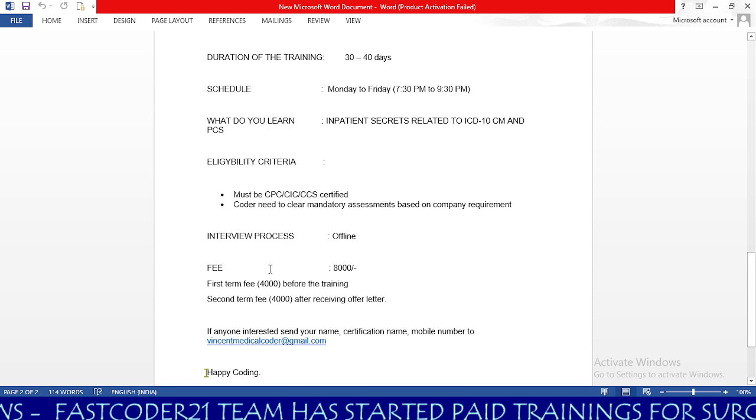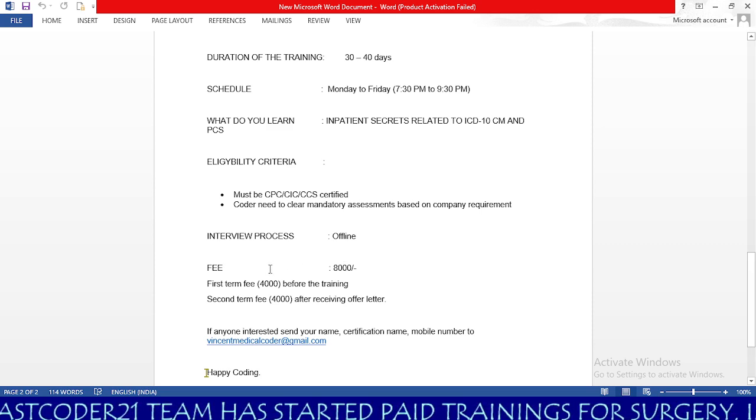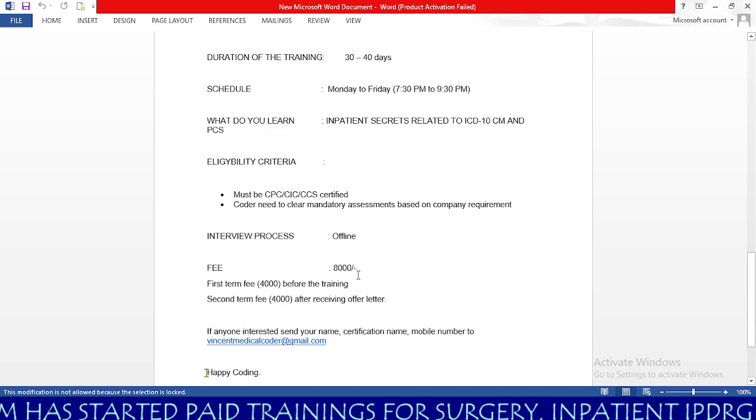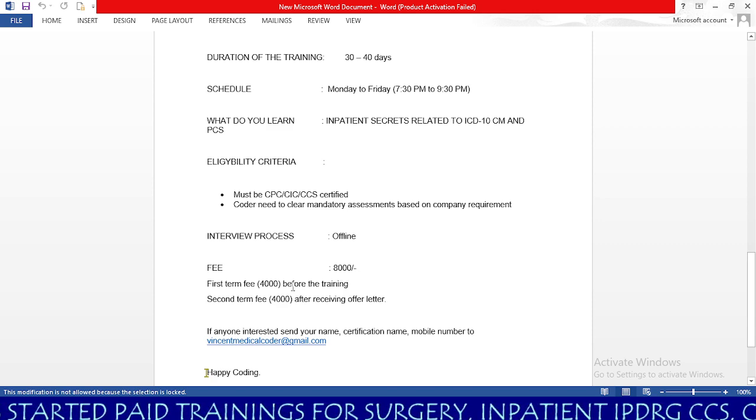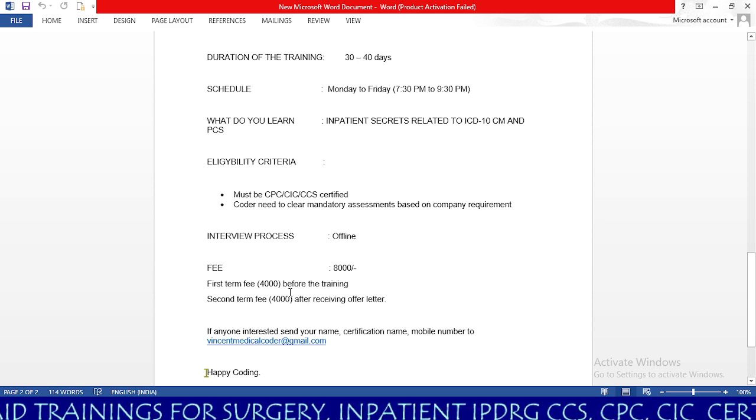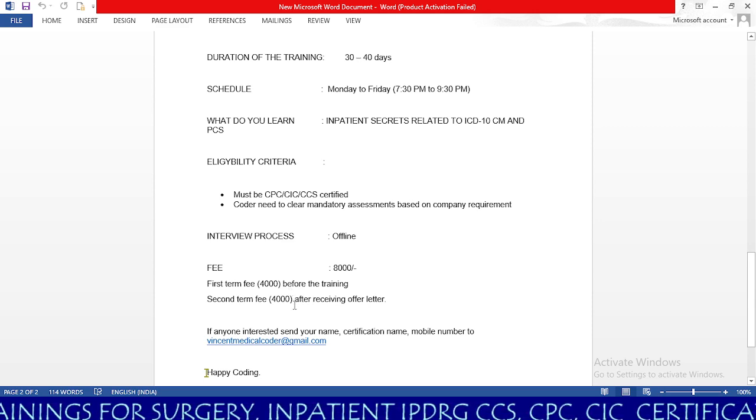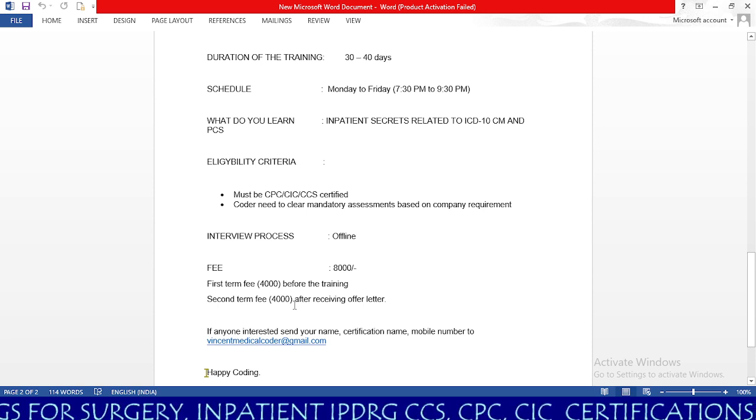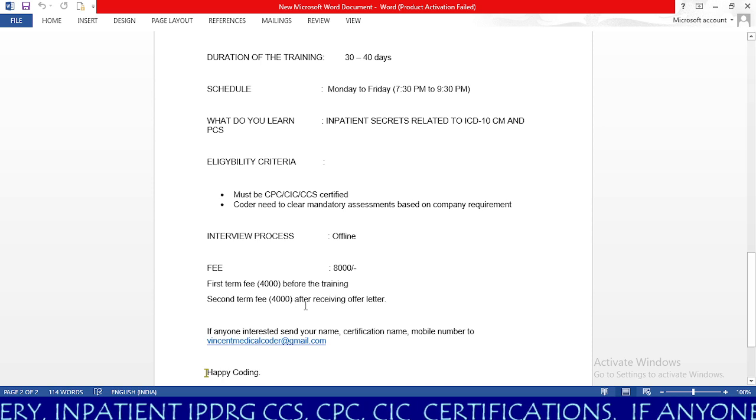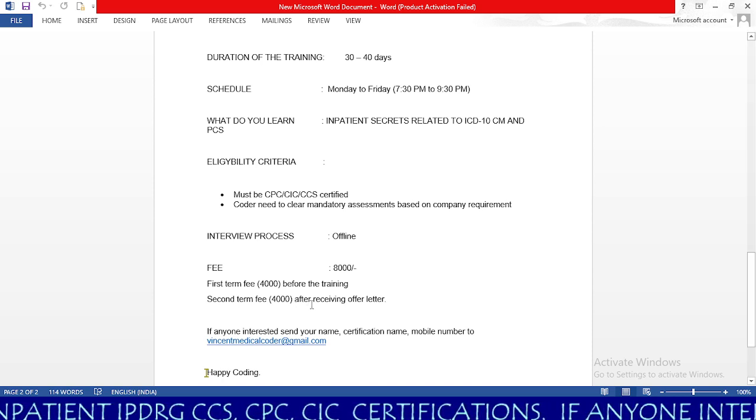Next, the fee. For this training, we have fixed 8,000 as the fee. You need to pay in two terms. The first term is before starting the training and the second term is after receiving the offer letter. So initially you need to pay 4,000, and after receiving the offer letter you need to pay 4,000.